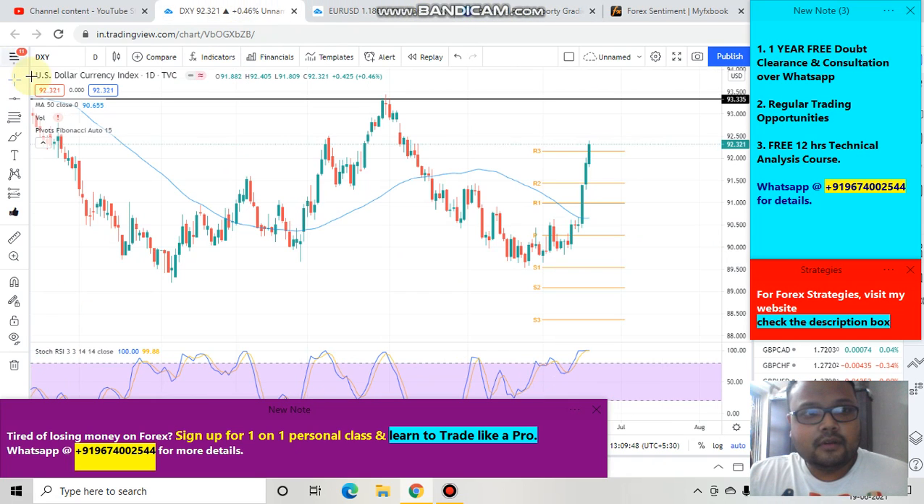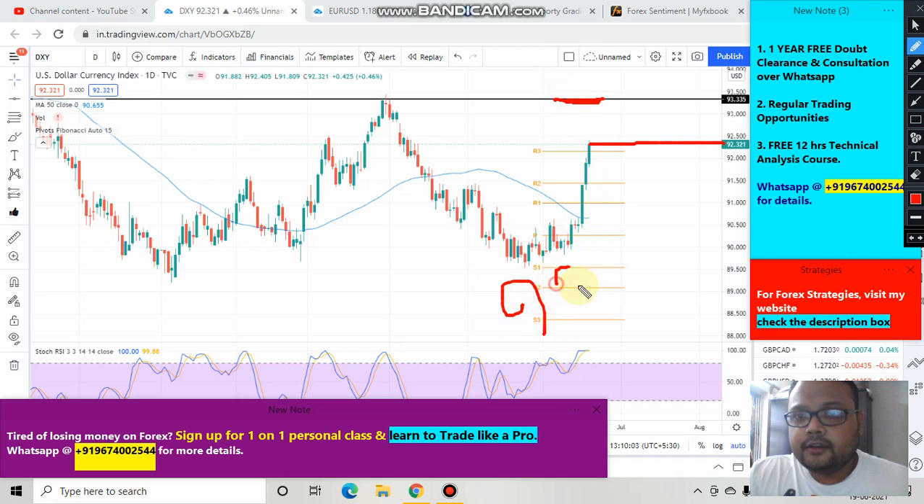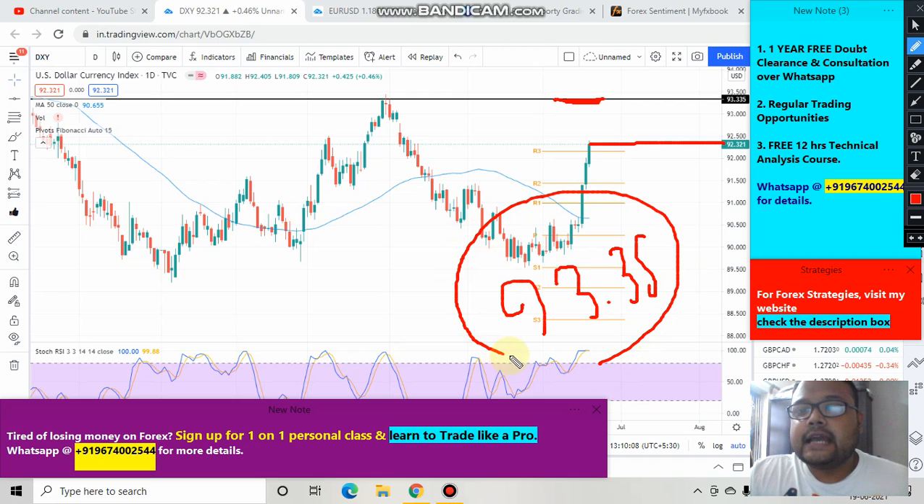In the US dollar index, we can see that right now market is trading at 92.32. This is the current market price, the last traded price, and we can see that there is a resistance at this particular level, 93.35. Market has resistance at 93.35 level.